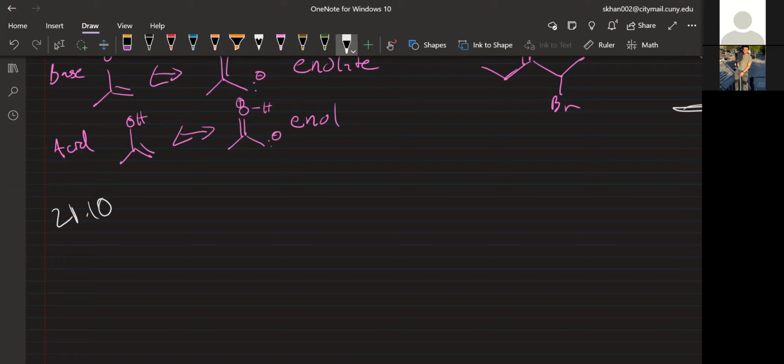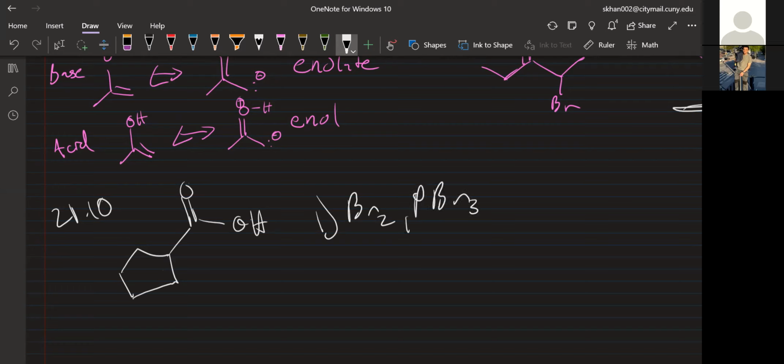21.10. So I guess I'll show you guys the intermediates. The book does it too, literally right above this problem, the book shows you all the intermediates, but I will do it for the sake of clarifying what this goes through. So H2O. We have a carboxylic acid, and then you have bromine gas, phosphorus tribromide, followed by a workup essentially.